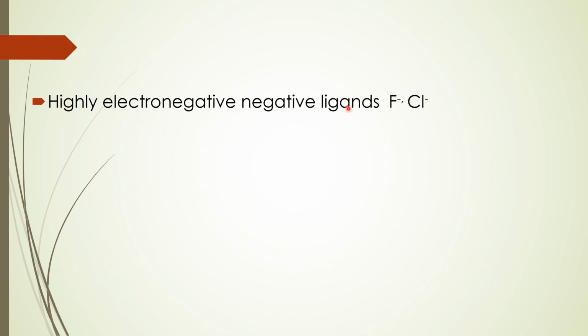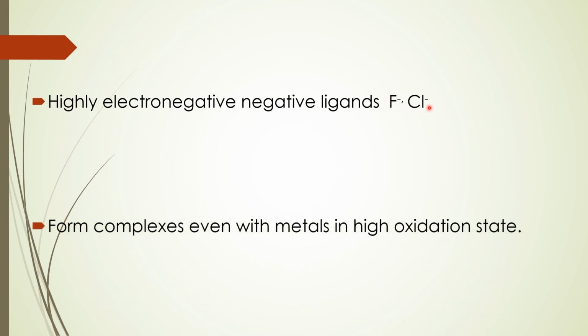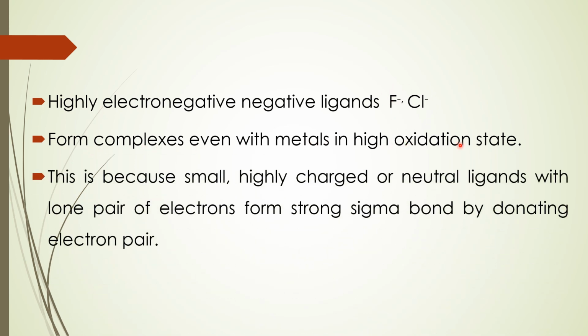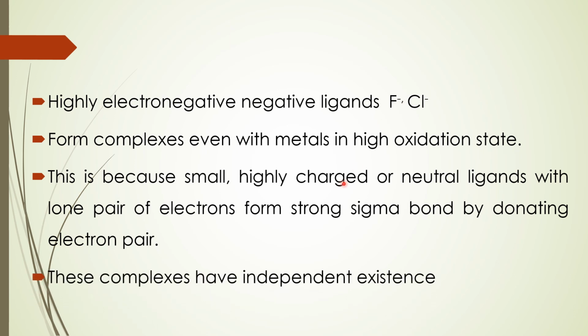These are the highly electronegative ligands, like fluoride and chloride, which also form metal complexes. Even these particular ligands form complexes with metals present in a higher oxidation state. Why? This is because small and highly charged or neutral ligands with a lone pair of electrons form a strong sigma bond by donating a pair of electrons to the metal. And the complexes formed by fluoride or chloride have an independent existence.